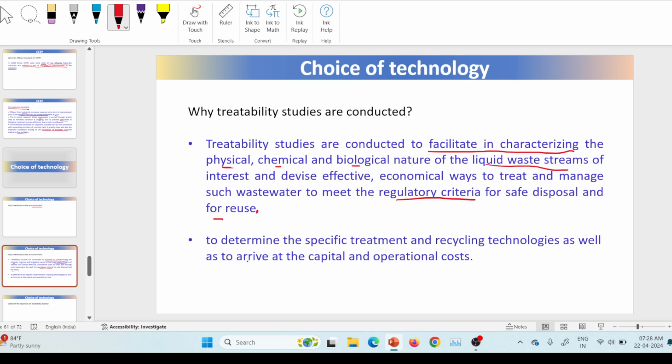And the studies are conducted to determine the specific treatment and recycling technologies, as well as to arrive at the capital and operational cost.